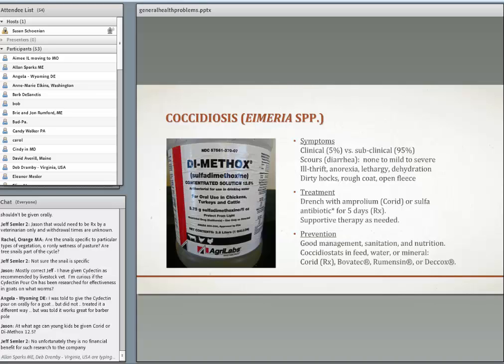When an animal has coccidiosis, we need to drench them, meaning individually treat the affected animal either with Corid or a sulfa antibiotic. Dimethox is an example of one of the sulfa antibiotics. I would definitely recommend the sulfa antibiotics over Corid. You need to treat for 5 days. Again, the RX means it's by prescription. None of the drugs used to treat coccidiosis are approved for sheep and goats.